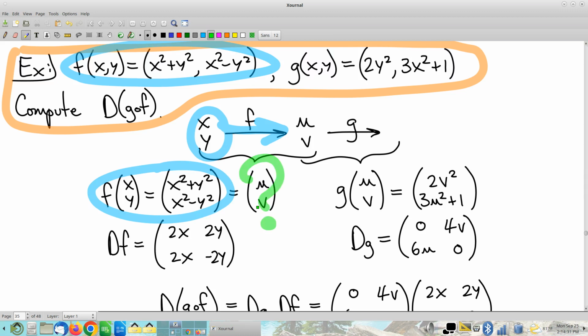Notice I can't call these outputs x and y. Well, of course not. X and y are the inputs. It would be ridiculous to call the outputs also x and y. There's obvious confusion of variables. Right? So I give these outputs a new name. We'll call them u and v.